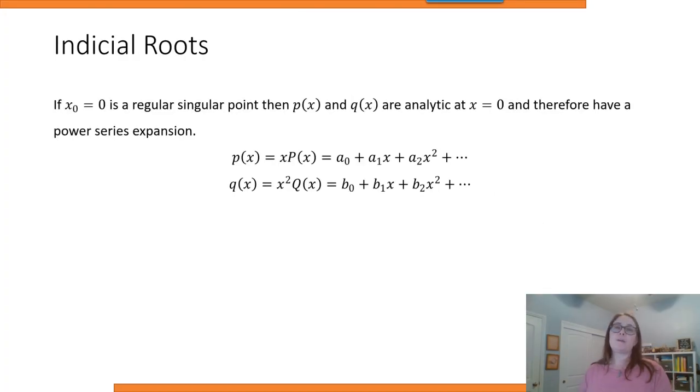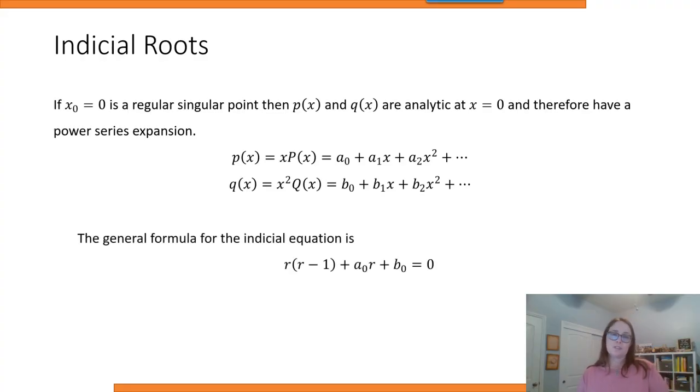Now, just one note, if for some reason you just wanted to find the indicial roots, you can find the series expansion of little p of x and q of x, which would look like this. And I can derive the indicial equation without going through all of the steps we just did of plugging in the proposed solution and simplifying it. And that general formula for the indicial equation, and this is just for second order differential equations, would be r times (r minus 1) plus a naught r plus b naught equals 0.